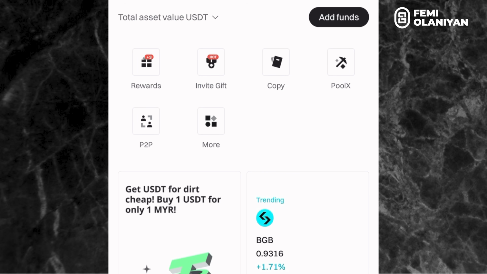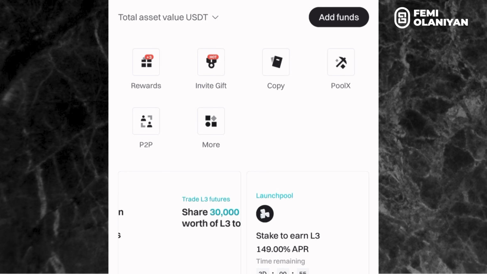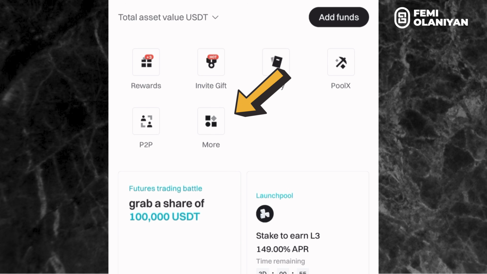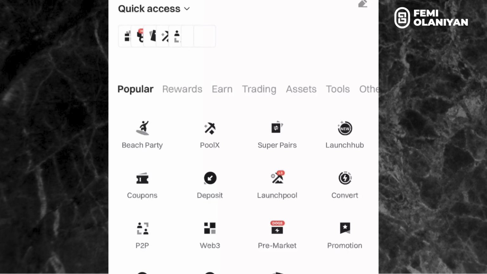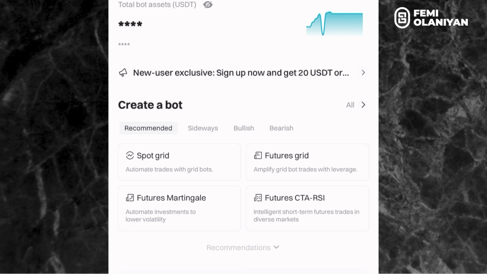Now, once you've created your account and deposited money in your Bitget account, the next thing is to go to the trading bot page. Now, to go to the trading bot page, there are different ways. First, you can go through the home page. Just come right here and click on more. And once you click on more, you see where you have trading, and then you see where you have bots. If you click on it, it will take you to the trading bot page on Bitget.